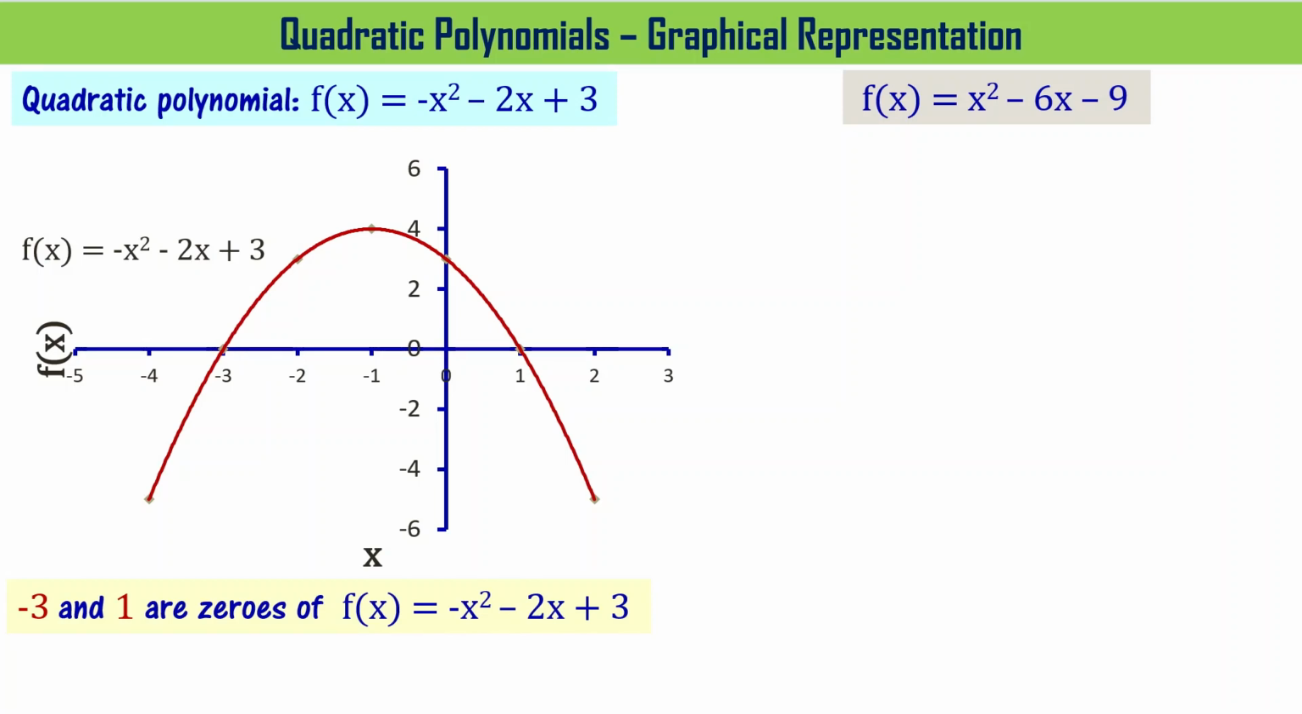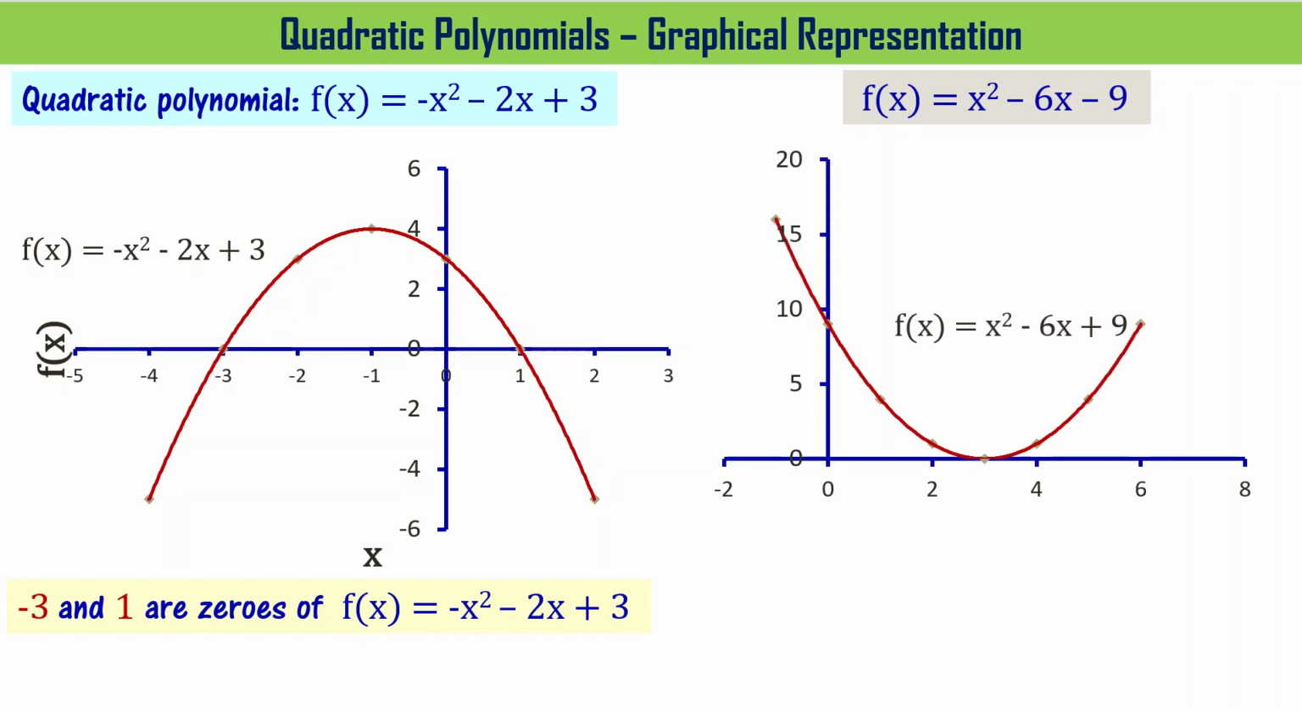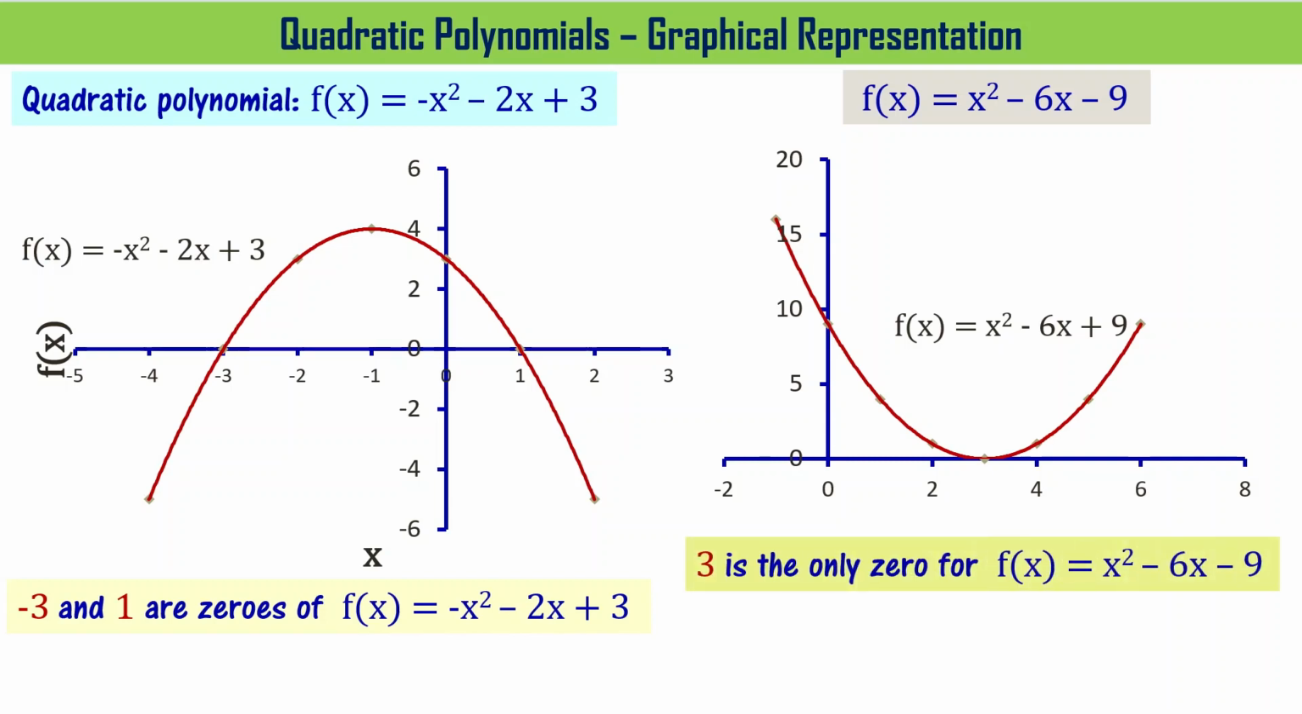Let's consider now another quadratic polynomial, that is f of x equal to x square minus 6x plus 9. When you tabulate data for different values of x and f of x values and plot them, you get a figure like this. In this figure, you can observe one thing. Here, the red colored curve corresponding to f of x equal to x square minus 6x plus 9 is touching the x-axis at only one point, right? That is at x equal to 3. So now we can say that 3 is the only zero for f of x equal to x square minus 6x plus 9.